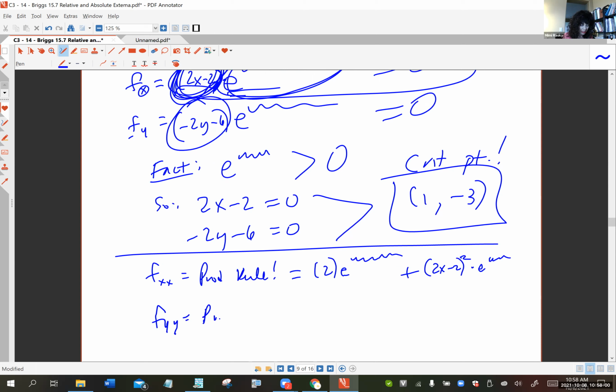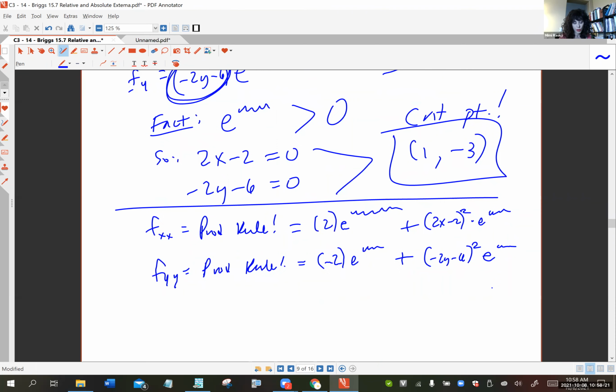Fyy, you're also going to need the product rule. So you're going to go, okay, what's the derivative of negative 2y minus 6 with respect to y? Negative 2. And then multiply that by the exponential, plus the derivative of the exponential, and again, that's the e to the u prime, times the negative 2y minus 6 again. So that just means we have two factors of negative 2y minus 6. I put the squared, okay?